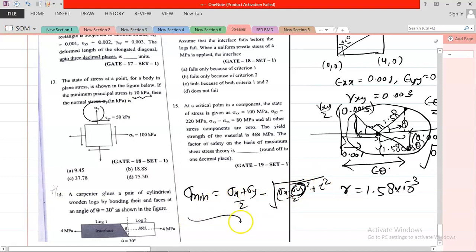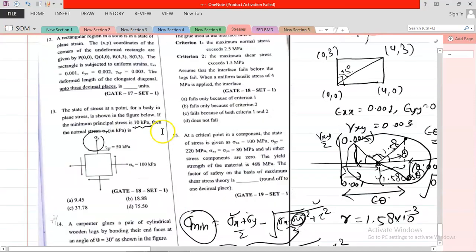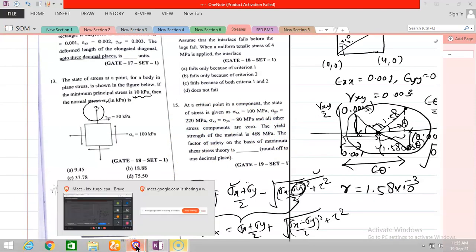This is the expression for sigma minimum, and for sigma maximum your expression is (sigma x plus sigma y) by 2 plus under root of ((sigma x minus sigma y) by 2) whole square plus tau square. So just put the sigma minimum value, x value and tau value, you can obtain the sigma y value. Next question, it is easy. So I am ending the complex stress and shear stress part.